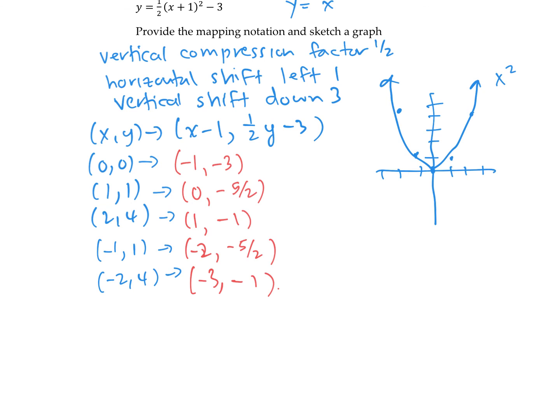So I'm going to plot these on here. Put some points here. So (-1, -3), (0, -2.5), (1, -1). Then we've got (-2, -2.5). Then we've got (-3, -1). So it's going to look something like this. So it's been shifted left 1, down 3. I can tell that because that's that point there. So this point here has gone left 1, down 3, which corresponds to this point. And it's also being compressed by a half.